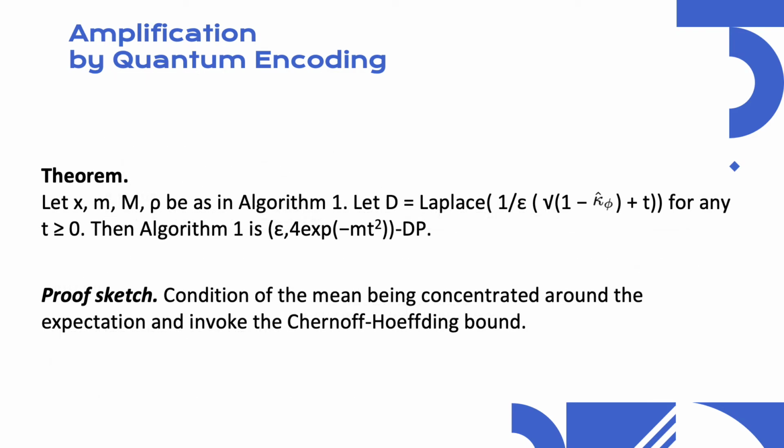We can also show a similar statement for approximate differential privacy. In this case, we need m to be larger than 1, that is, we need to iterate the measurement several times and then take an average of the outcomes. On top of this average, we have to add our noise adding mechanism. In the present case, let's say that the noise is coming from a Laplace distribution. We can then show that the algorithm is (epsilon, delta) differentially private, and the proof consists mostly in conditioning on the mean being concentrated around the expected value, and then invoking the Chernoff-Hoeffding bound.